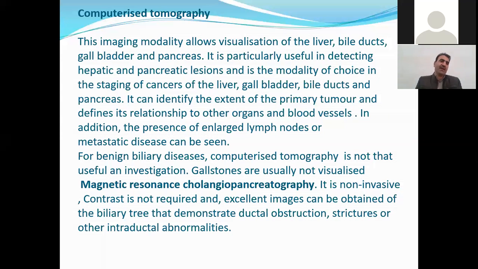So it gives detail of the tumor, staging of the tumor, and diagnosing of tumors, whether in the liver, pancreas, or gallbladder, okay? And the relationship of this tumor to the blood vessels or other organs. In addition, in the presence of a large lymph node, it shows whether there is a metastatic lymph node or not. For benign biliary disease, CT scan is not that useful an investigation.